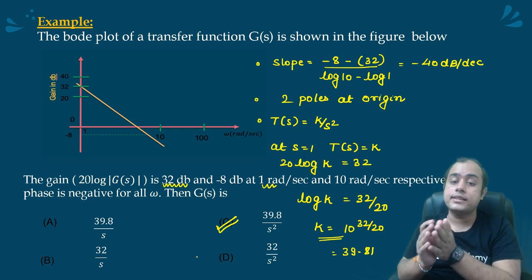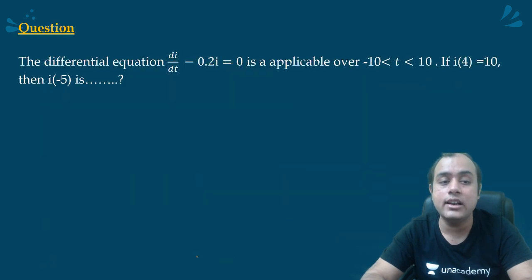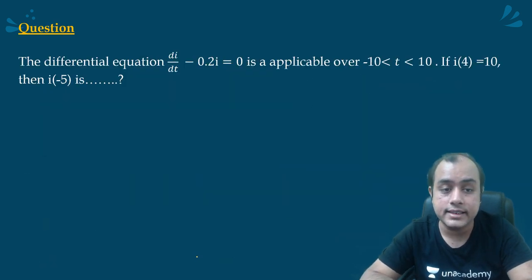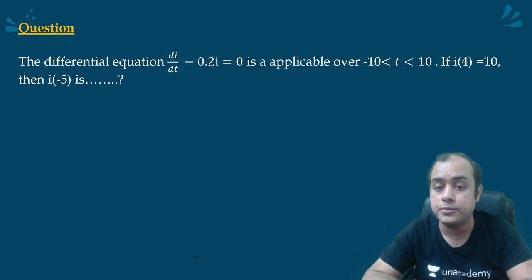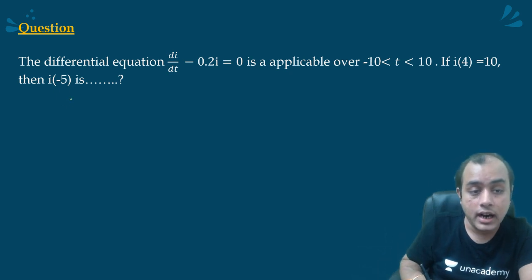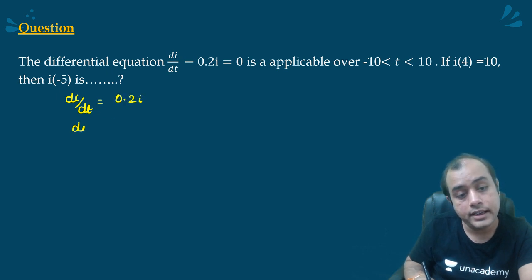So that is how in such kinds of problems you might actually need to use logarithmic or anti-log calculation. Similarly, let's see this. The differential equation di by dt is minus 0.2i, applicable over minus 10 to 10. If i(4) is 10, then what is i(minus 5)? So I will simplify it like this: di by dt, so di by 0.2i equals dt.